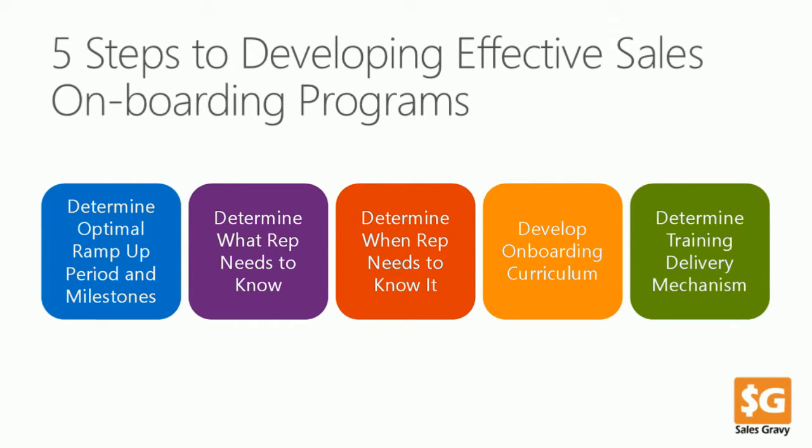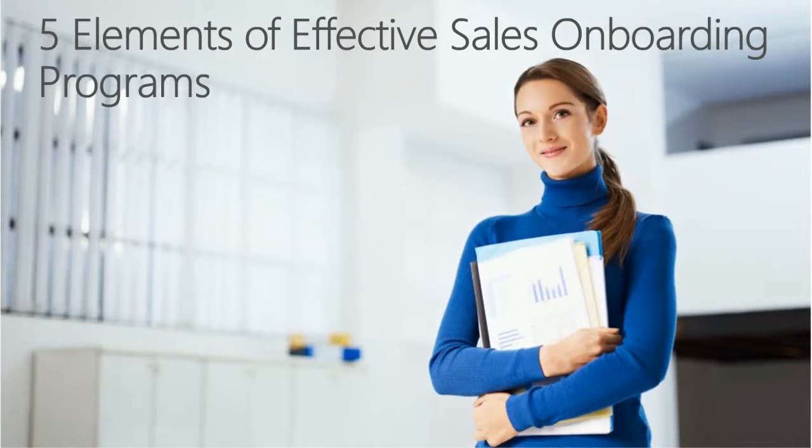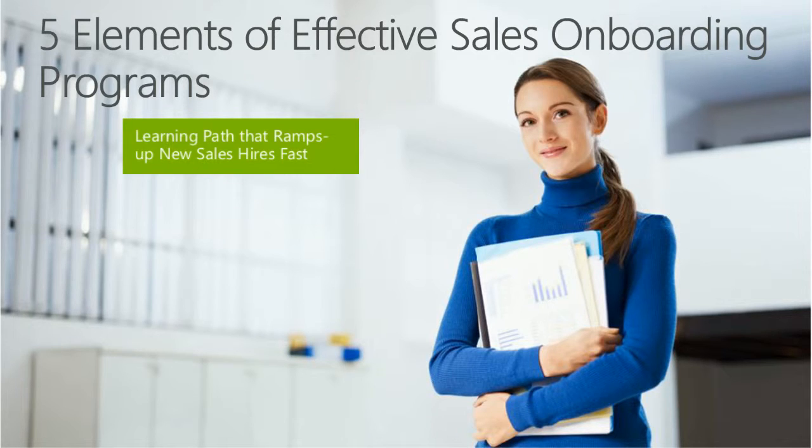Now, the thing is that there's 5 key elements as we go through a program that we need to think about. And element number 1 is that you've got to create a learning path that ramps up new sales hires fast. Now, if you're an executive, or you are passing this on to an executive, or you're talking to an executive, here's where the money is. The money is, how long is it taking us to ramp people up to a return on sales headcount now, and how can we shift that so that we can reduce that ramp-up time?